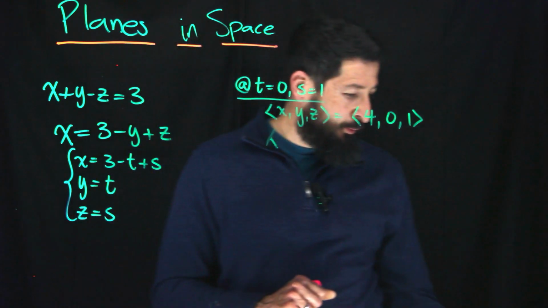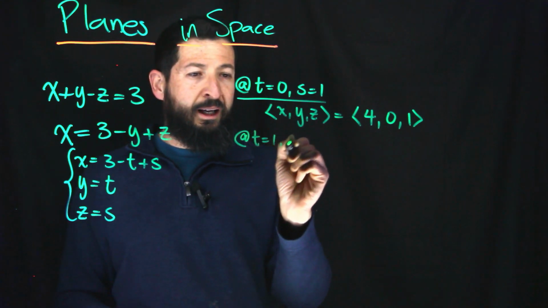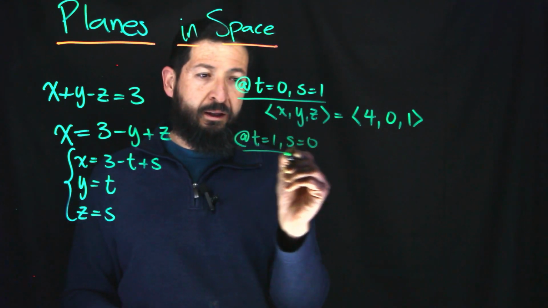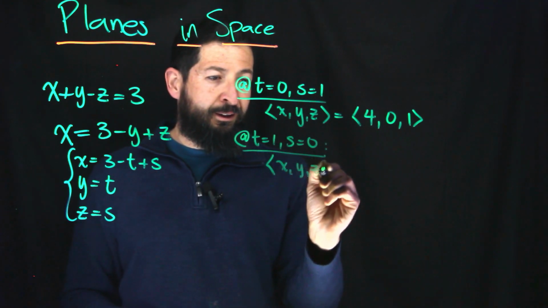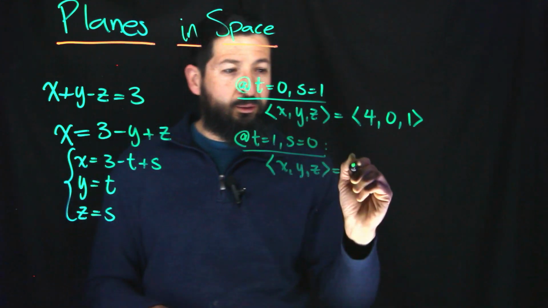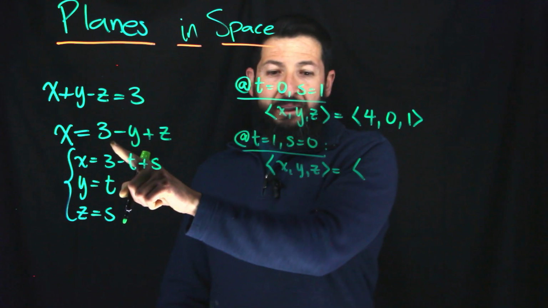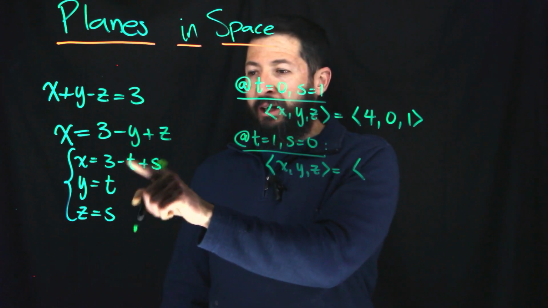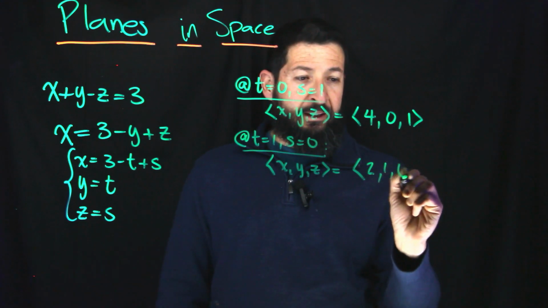Let me erase. So at t equals 1, s equals 0, x, y, z is going to be equal to, now in this case, 3 minus 1, so 2. Then I'm going to have 1 and then 0.